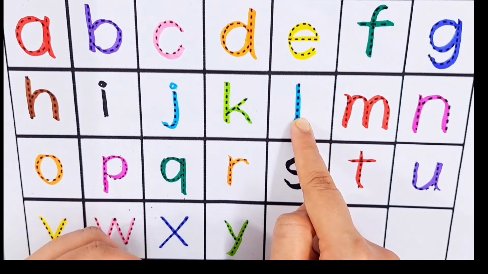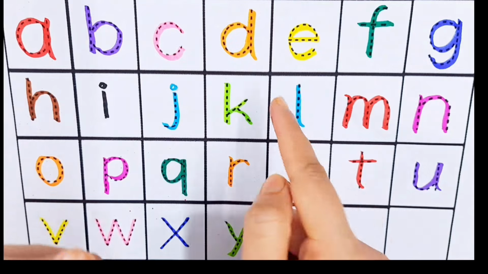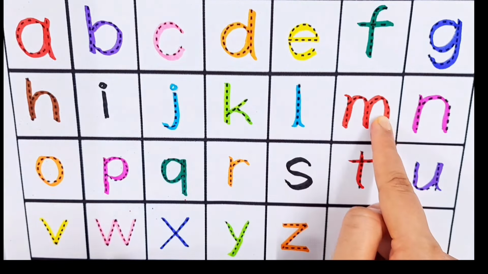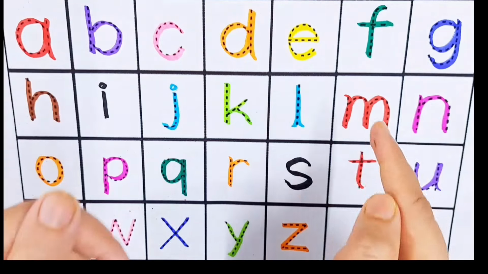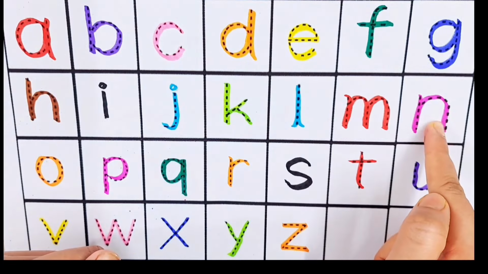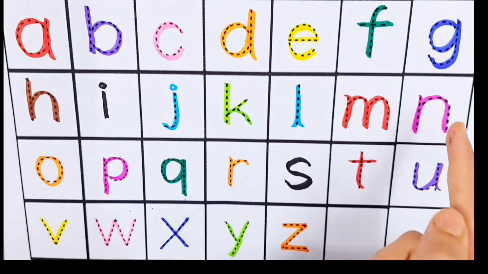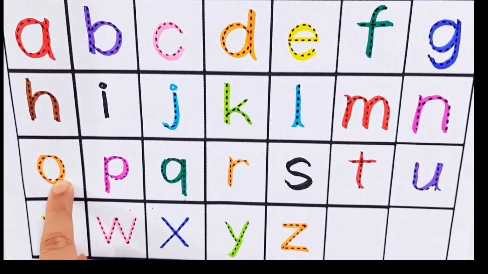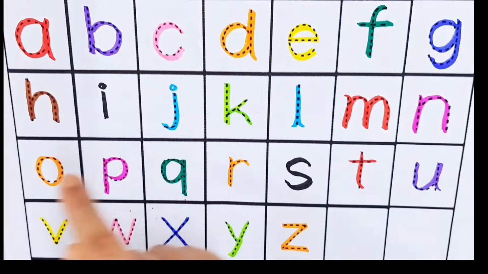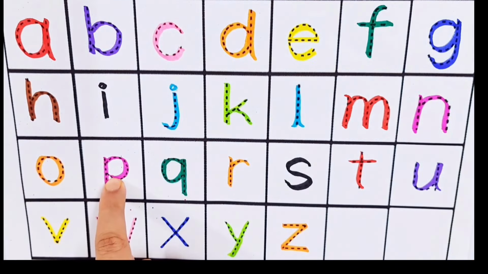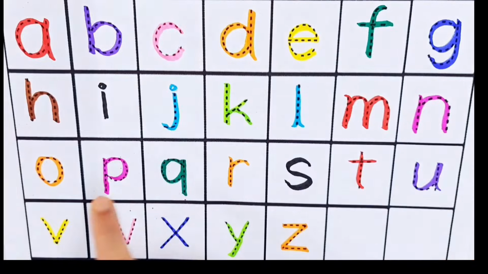Kite. L for lion, lion. M for mango, mango. N for net, net. O for orange, orange. P for parrot, parrot.